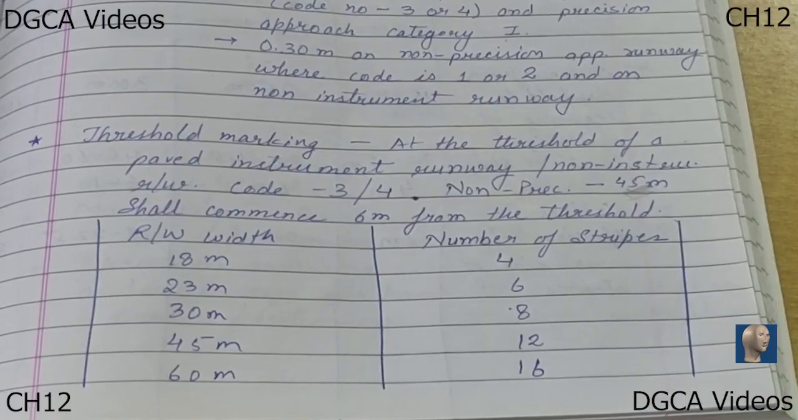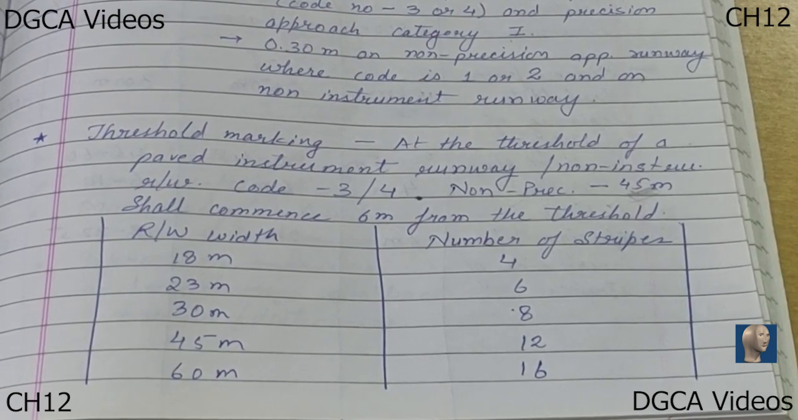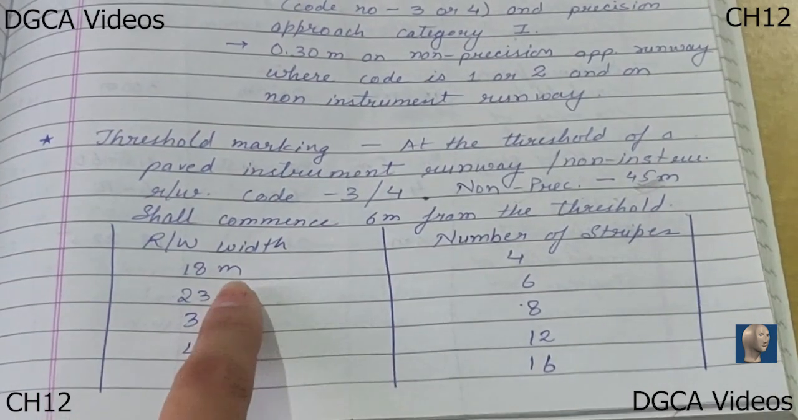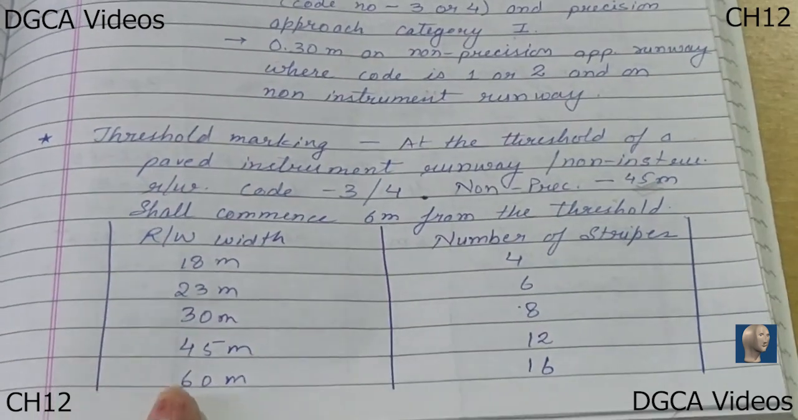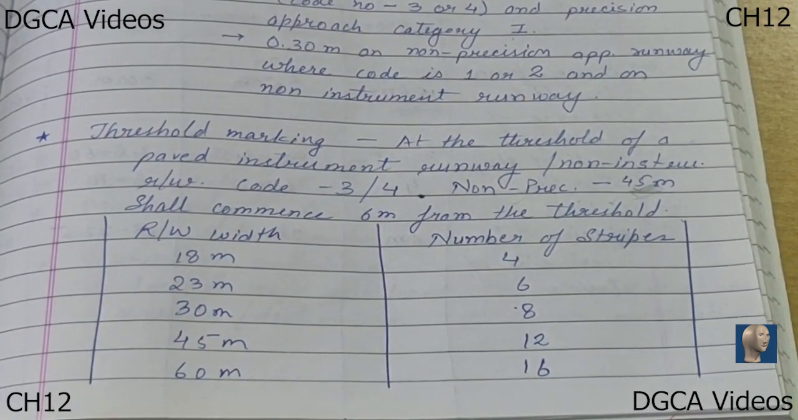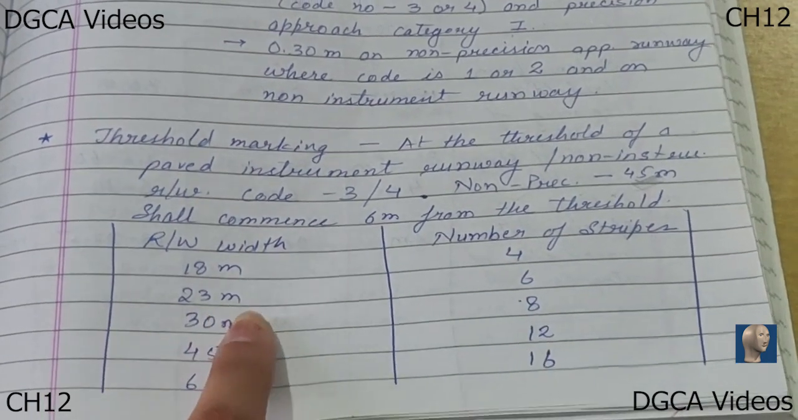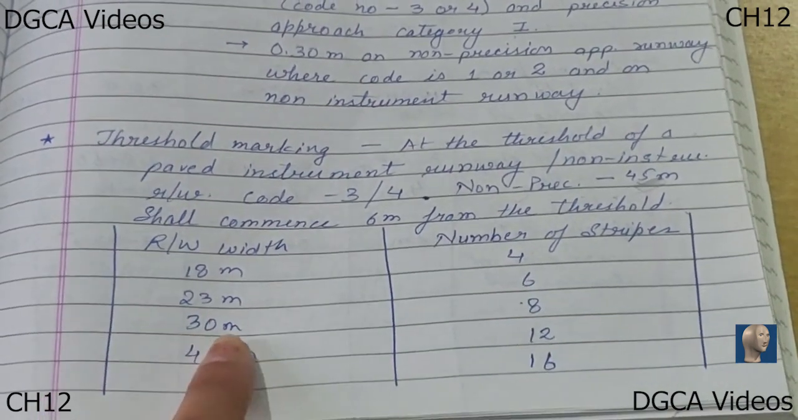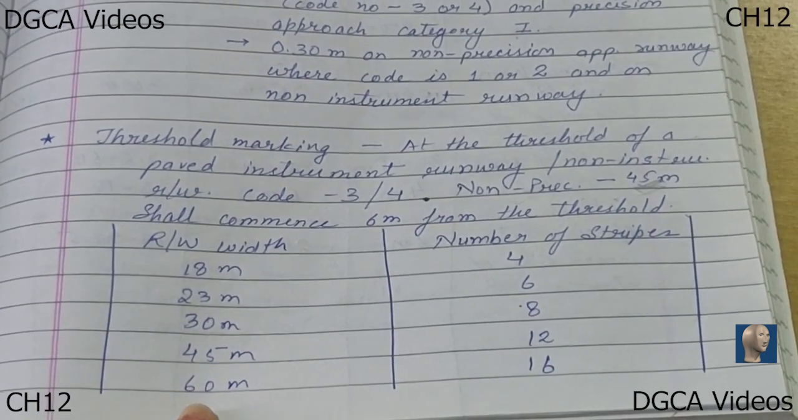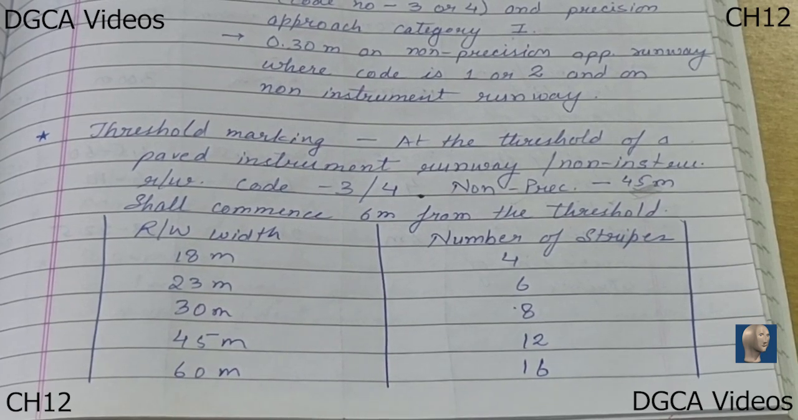Here is a table which shows you that according to the runway width, how many stripes there will be. So in case of 18 meter, this is important guys, you have to remember it. 18 meter is the width, it's a thin runway, in that case only 4 stripes will be there. 23 meter will be 6, 30 meter width 8, 45 meter 12, and 60 meter width of the runway, in that case 16 stripes will be there on both the ends.